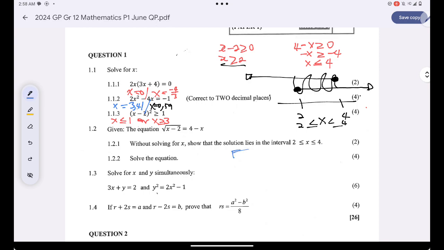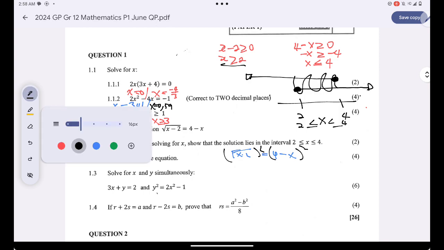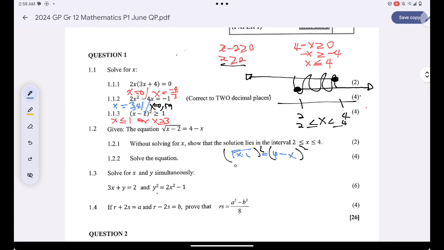So I have x minus 2 is equal to 4 minus x. All I need to do is to square both sides to remove the surds. Then I'll have x minus 2 squared, which is x squared minus 4x plus 4, equal to 4 minus x squared, which is 16 minus 8x plus x squared.